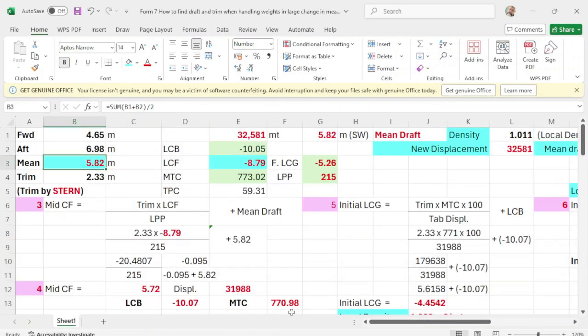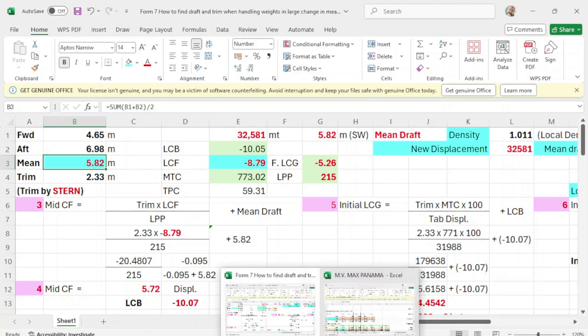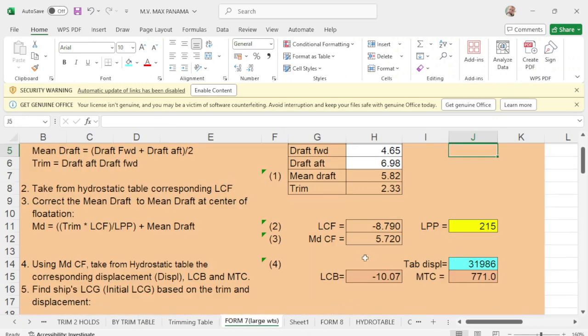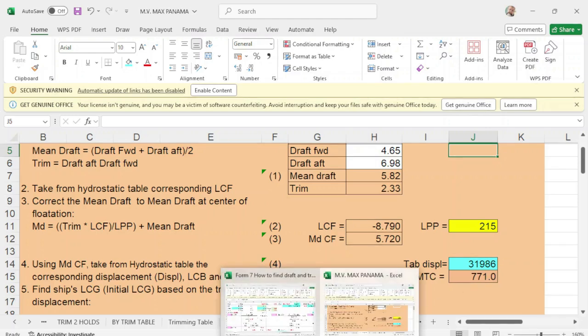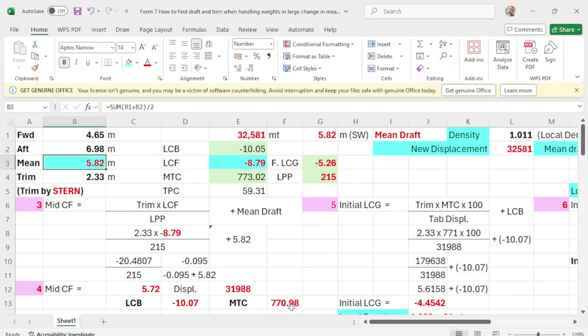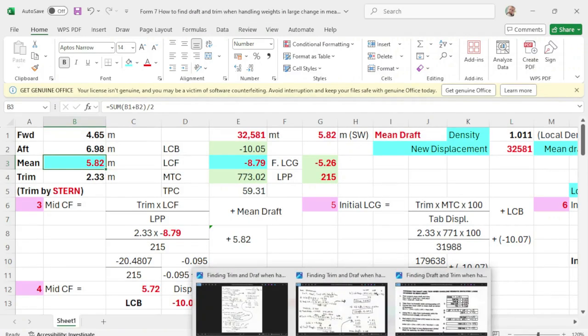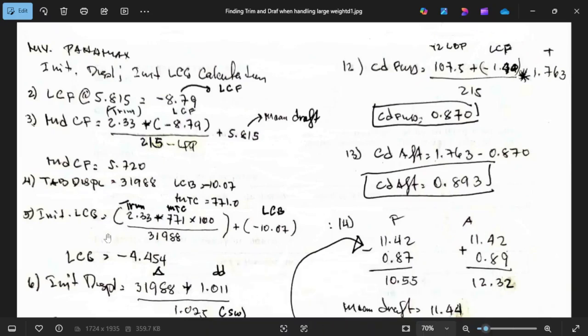According to the program, the LCB is 10.07, MTC is 771. So round up, 771, and we will just follow this one. MTC is 771 and LCB is negative 10.07.